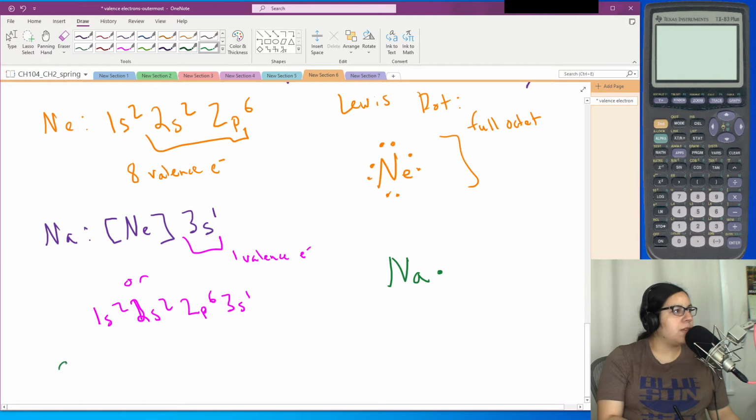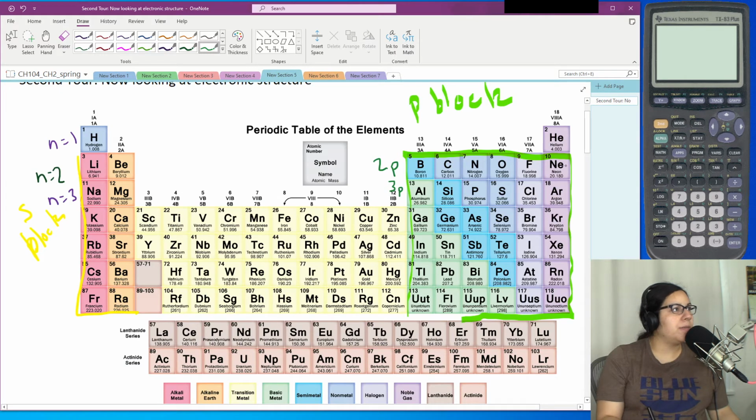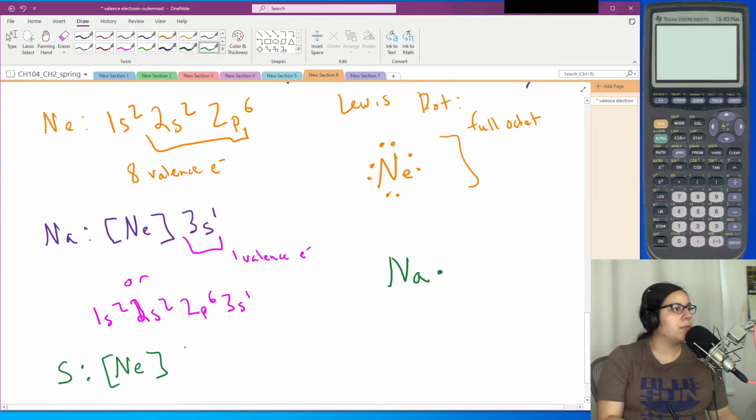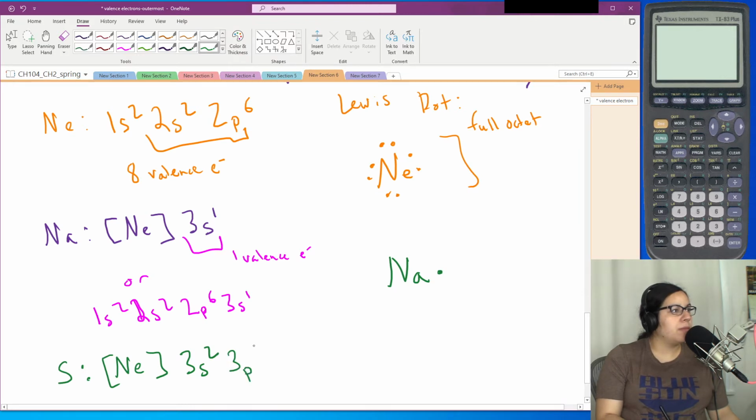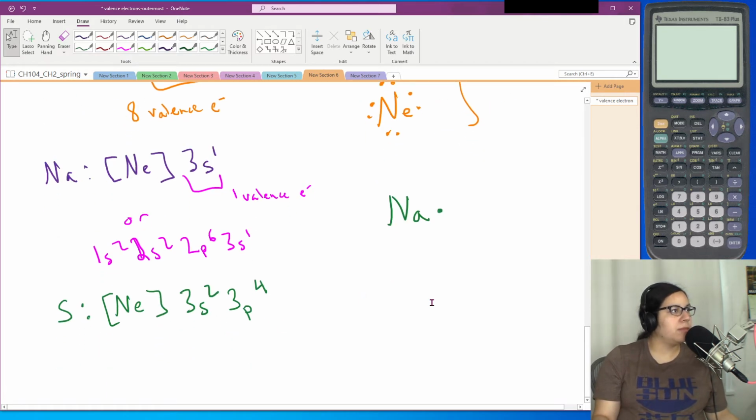So I'm just going to write sulfur's electron configuration. So I'm going to be lazy and start with neon. So starting with neon, 3s2. And then 3p, again, 1, 2, 3, 4 for sulfur. So now its Lewis dot structure.